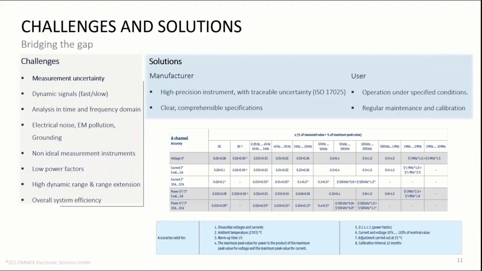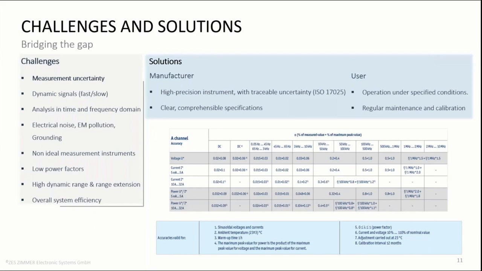accuracy is key in power analysis, and measurement uncertainty is, of course, an issue. So achieving the best accuracy requires a high precision instrument whose measurement uncertainty can be traceably calibrated. At the same time, the manufacturer should provide clear and comprehensible specifications. The uncertainty is in most cases specified as a percentage of the measured value plus a percentage of the maximum peak value of the applied measurement range. A clearly specified instrument makes it easy for its user to calculate the uncertainty of their measurement under all circumstances.